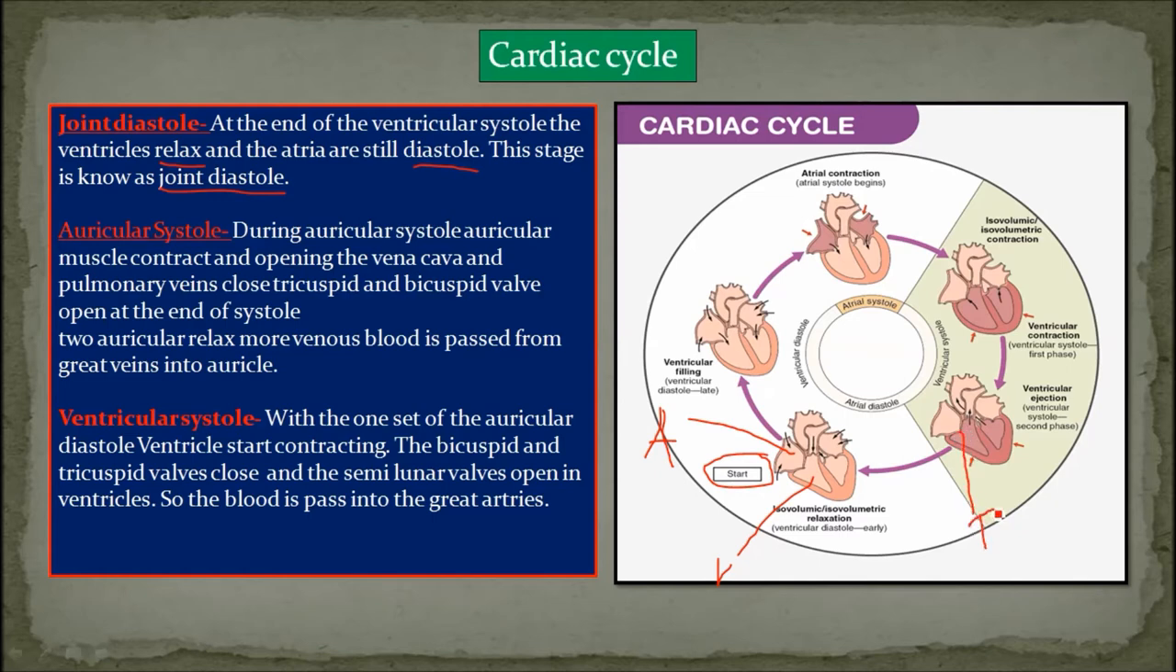And between the left auricle and the left ventricle is the bicuspid valve, also called the mitral valve. Clear? So these are the two valves, the tricuspid on the right side and the bicuspid on the left side. They stay closed until the two auricles are completely filled with blood. And at the auricular systolic time, the muscles contract, and then the vena cava opens. Vena cava means this part, the black arrow, that is actually the vena cava part.